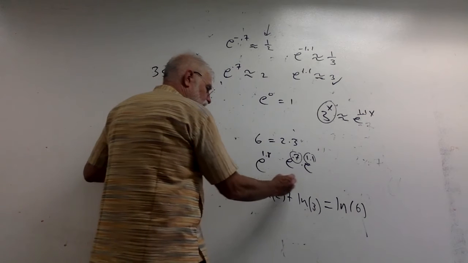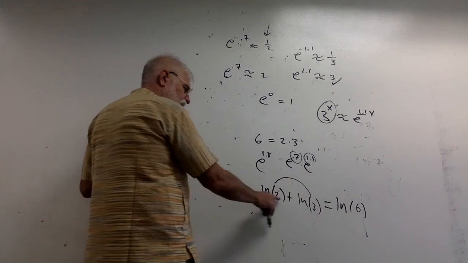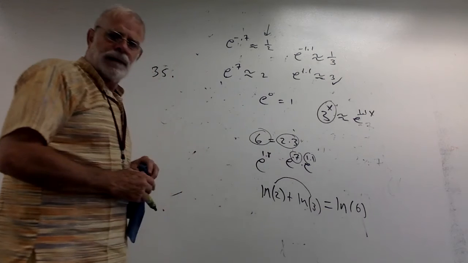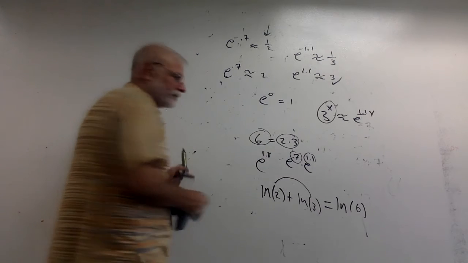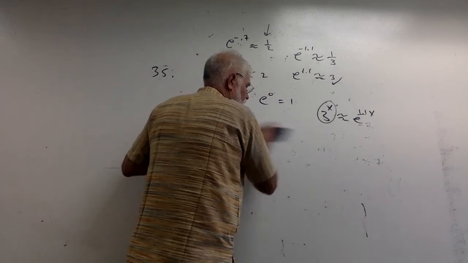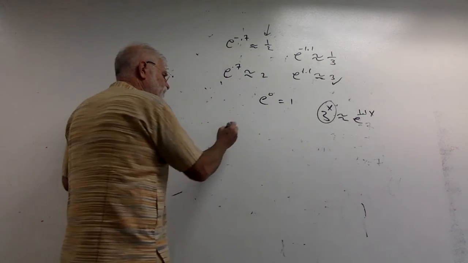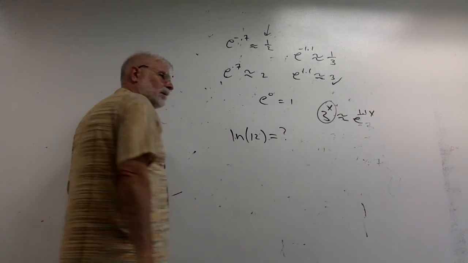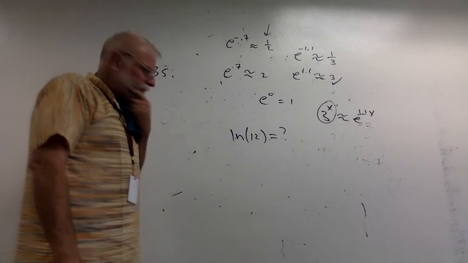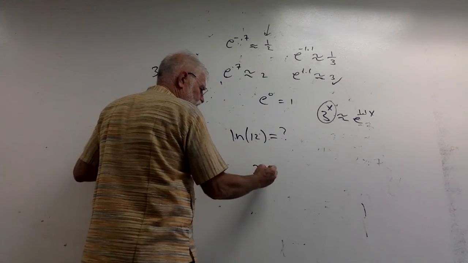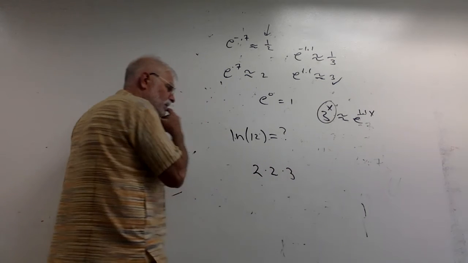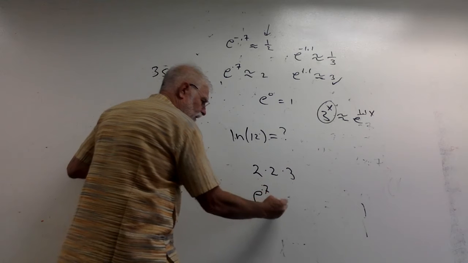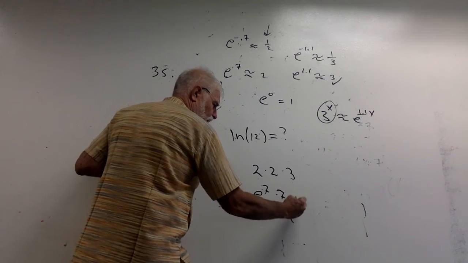2 times 3, 6. I wonder what exponent gets me 12. I know 12 is 2 times 2 times 3. I know 2 is e to the 0.7, e to the 0.7, e to the 1.1.